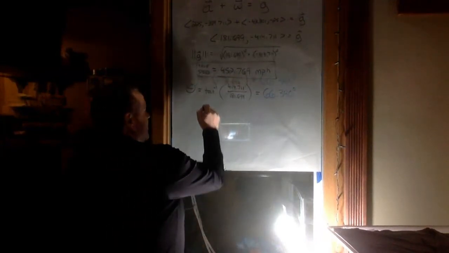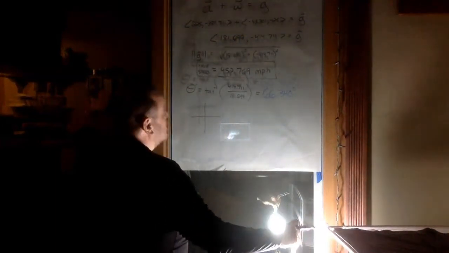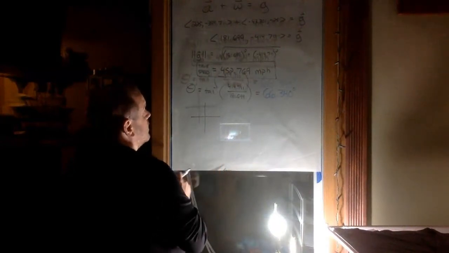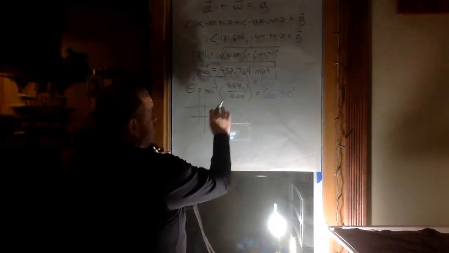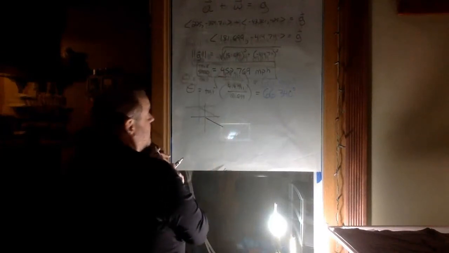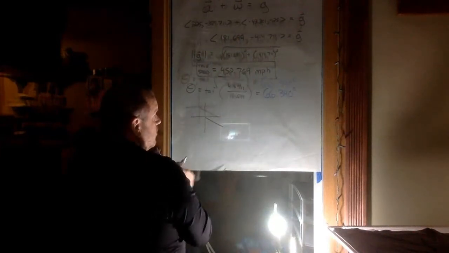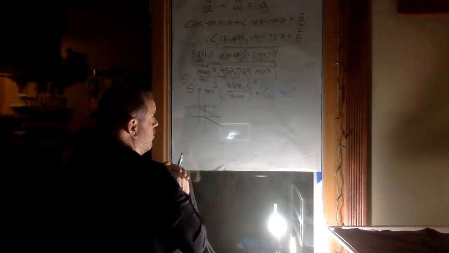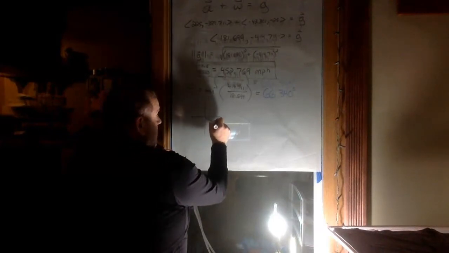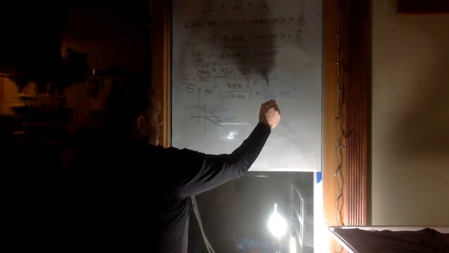Okay? So this vector is in quadrant number 4. It's got a positive horizontal component and a negative vertical component, which puts me in quadrant number 4. So that puts this as my reference angle there.